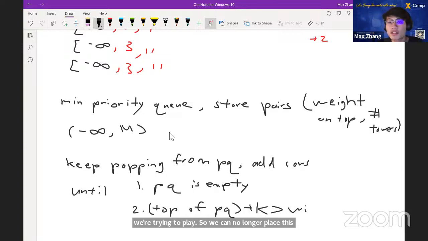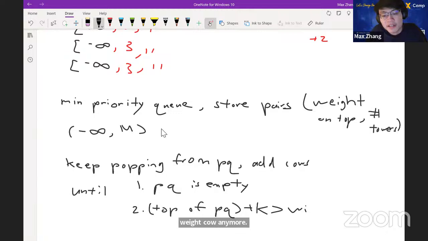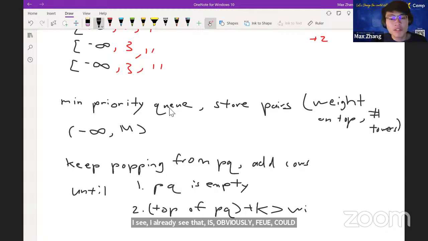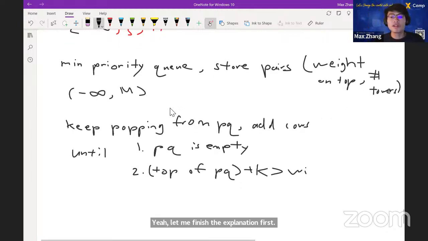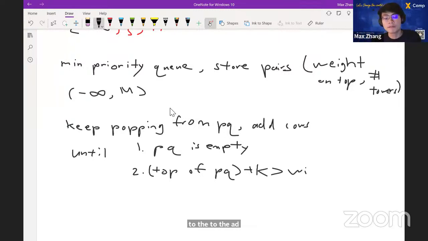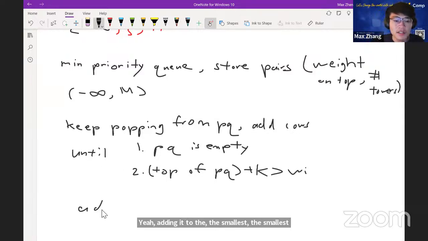I already see there's maybe a few questions. I'll get to that in a second, but let me finish the explanation first. So basically I want to keep adding cows. I'm basically just going to greedily add cows by popping out of the priority queue and adding it to the topmost, adding it to the smallest weight each time. And then at the end, I can just add one weight, let's say weight WI, with the new count.